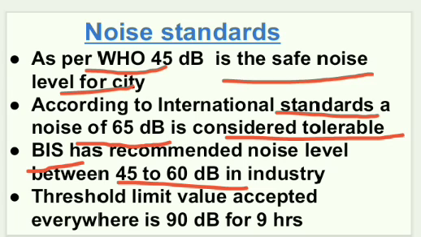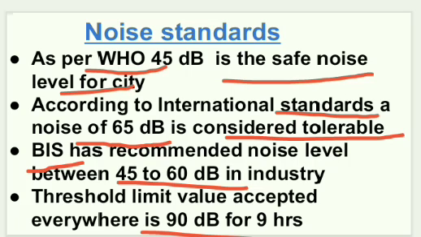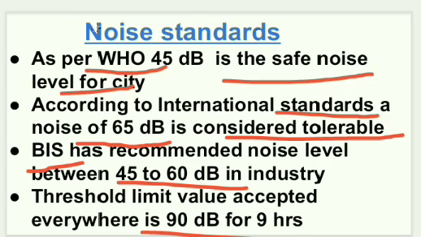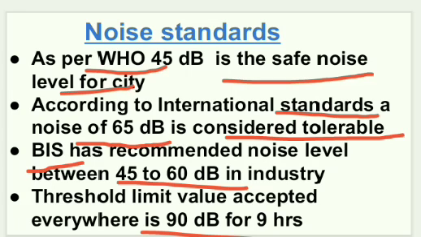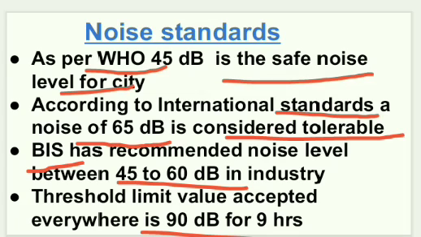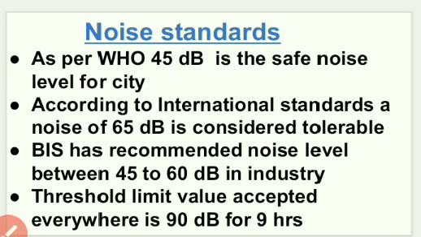The threshold limit value, that is TLV, which is accepted everywhere under the Occupational Safety and Health Act, is 90 decibels for 9 hours, 95 decibels for 4 hours, 100 decibels for 2 hours and 115 decibels for 15 minutes per day. So these are the threshold limit values of different sound intensities for different durations. Let me repeat. The threshold limit values accepted everywhere under the Occupational Safety and Health Act are 90 decibels for 9 hours, 95 decibels for 4 hours, 100 decibels for 2 hours and 115 decibels for 15 minutes per day. So these are the noise standards.